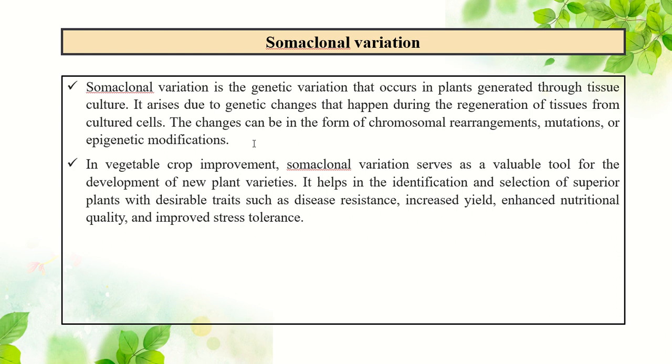Somaclonal variation, as I said, in every plant tissue culture, is useful for plant variety development. So it helps in the identification and selection of superior plants with desirable traits such as disease resistance, enhanced nutritional quality, improved stress tolerance, or increased yield.